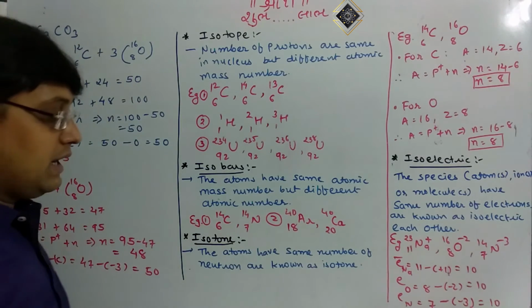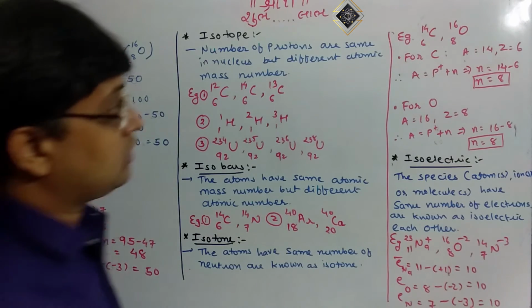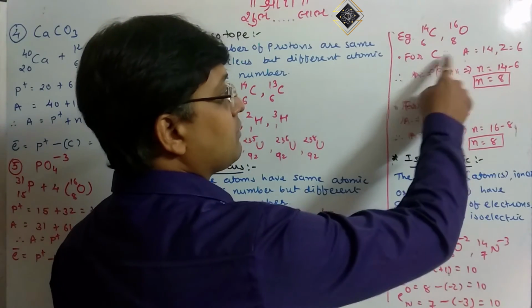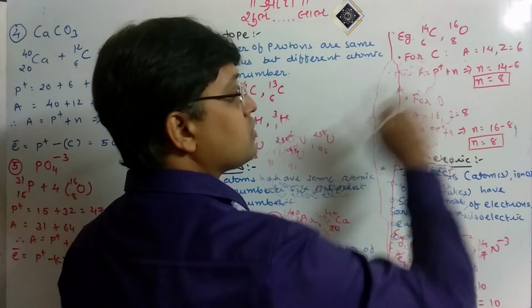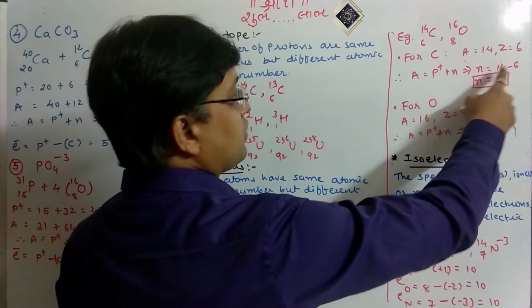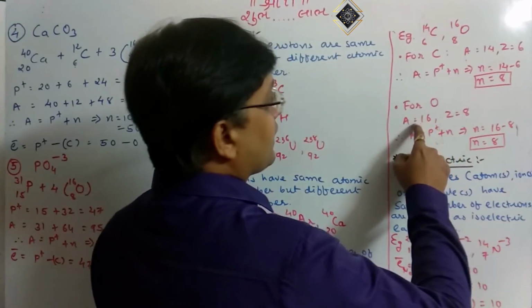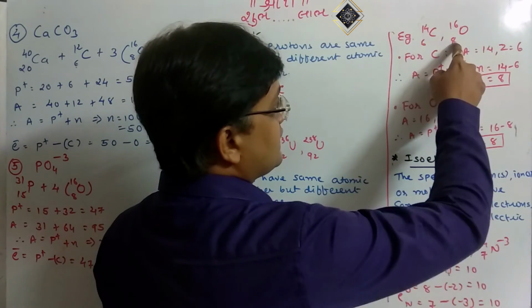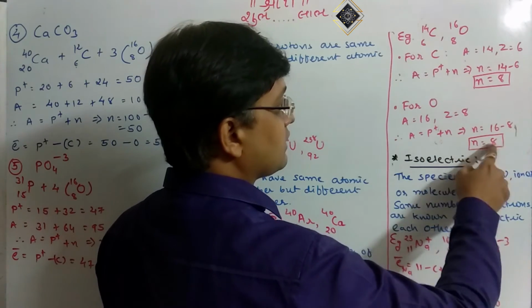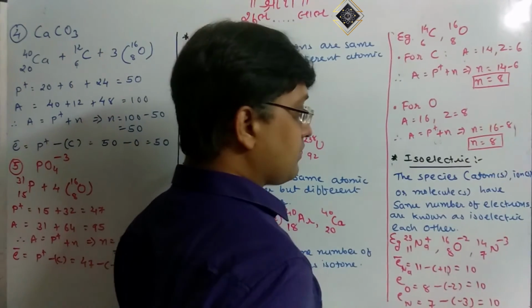Isotones are atoms which have the same number of neutrons. 6 carbon 14, 8 oxygen 16. For a carbon atom, A is equal to 14, Z is equal to 6. That we know. So A is equal to P plus N, so number of neutrons is 14 minus 6, equal to 8. For oxygen, A is equal to 16, Z is equal to 8. A equals P plus N, so N is equal to 16 minus 8, that is equal to 8 only. That means these two are isotones of each other.